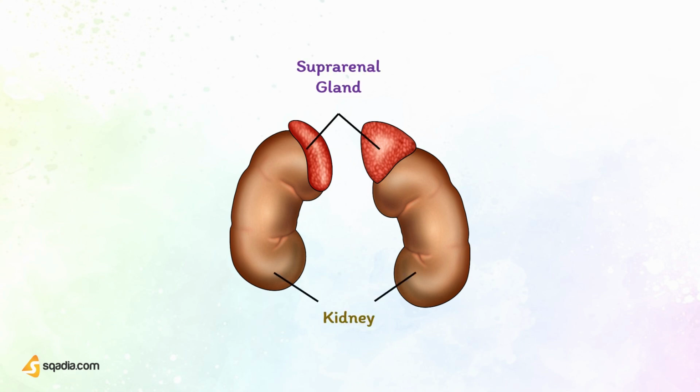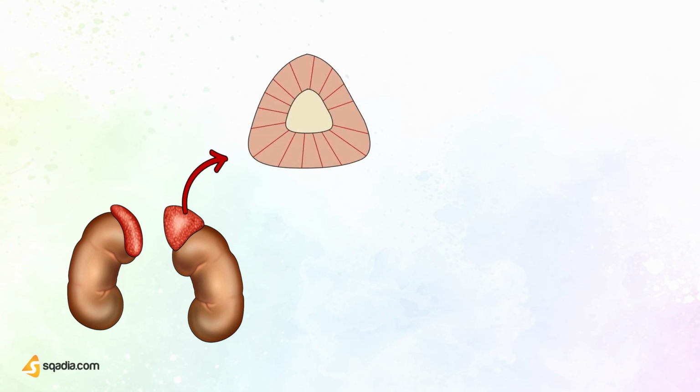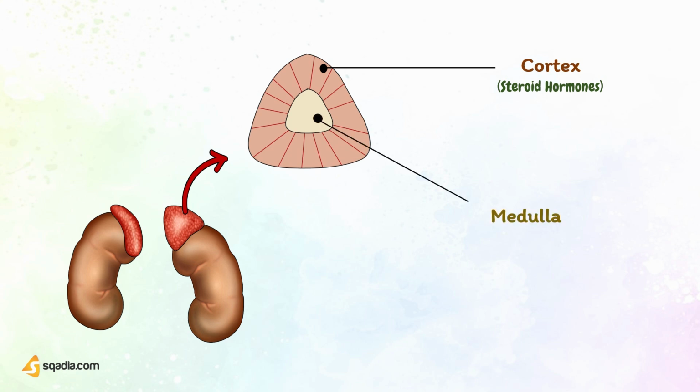They are situated on the posterior abdominal wall over the upper pole of the kidneys behind the peritoneum. They are made up of two parts: an outer cortex of mesodermal origin, which secretes a number of steroid hormones, and an inner medulla of neural crest origin, which is made up of chromaffin cells, and secretes epinephrine and norepinephrine.